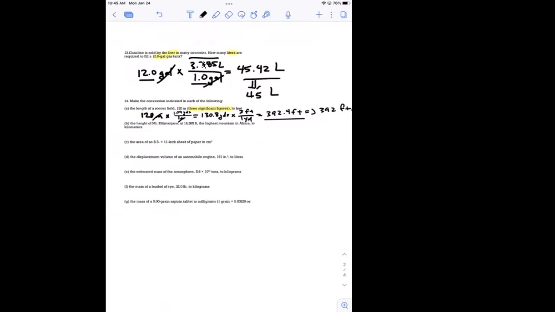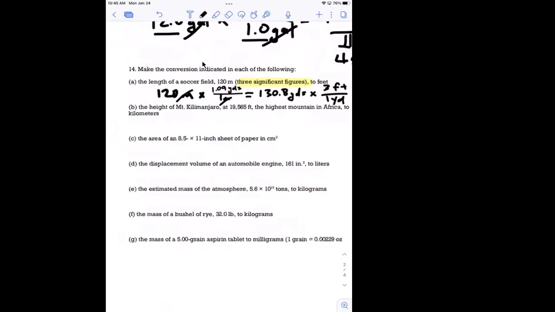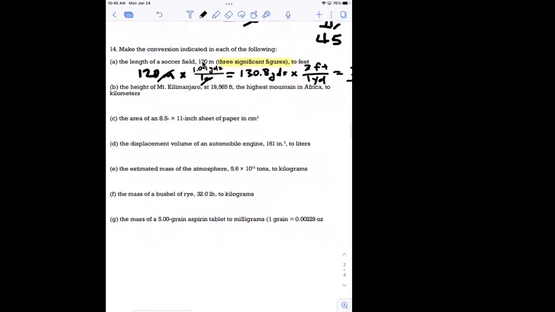Yes. All right. So now let's do the next one. It says the height of Mount Kilimanjaro, 1,565 feet. It's the highest mountain in Africa. And we want to convert that into kilometers. So what do we need to do? We can go from what? Feet to meters. And then what?